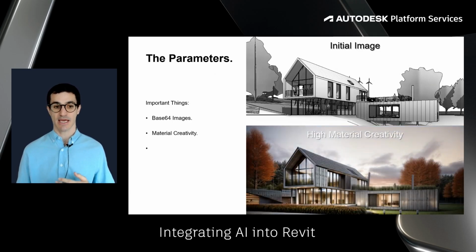In contrast, a high material creativity will look something like this. We see now the trees are also more contrasted, the lights of the scene as well are more contrasted, but the materials of the main house are also more vivid and more different than the previous image. So that will be a high material creativity. This and the next concept will also help the user to adjust to their needs when rendering.